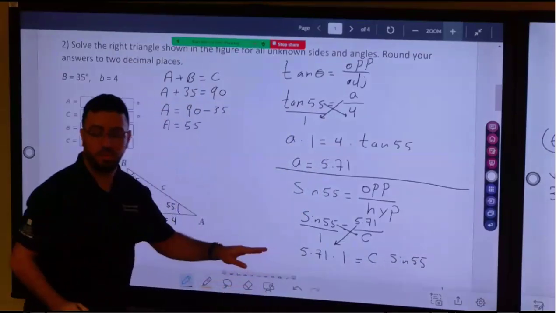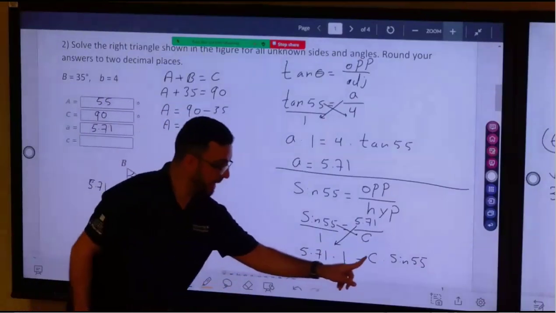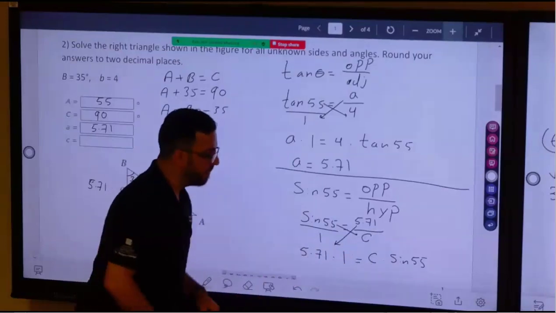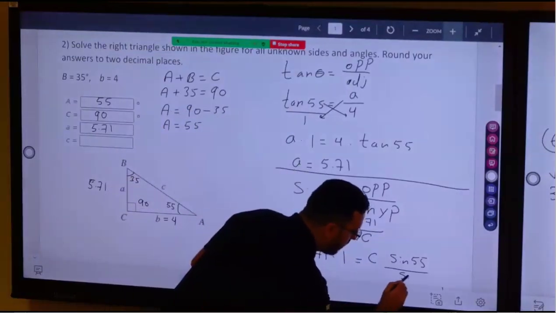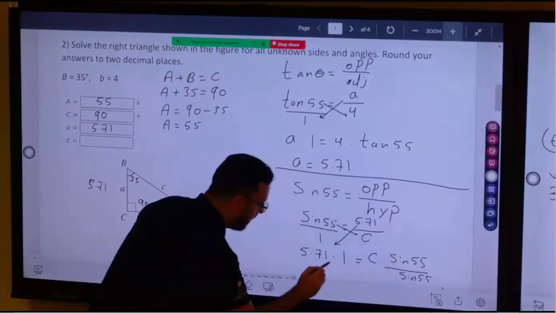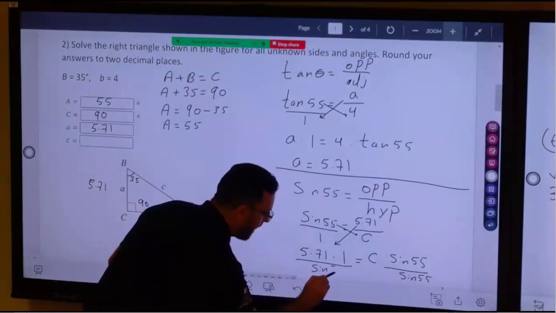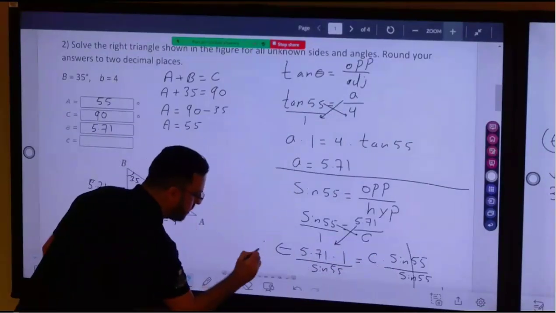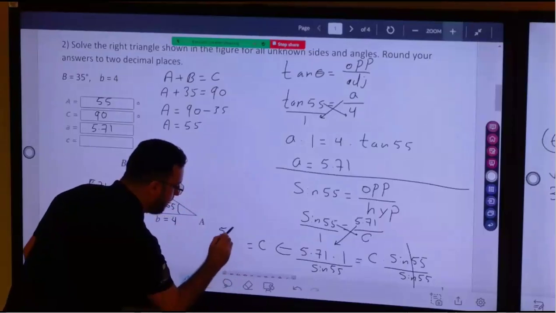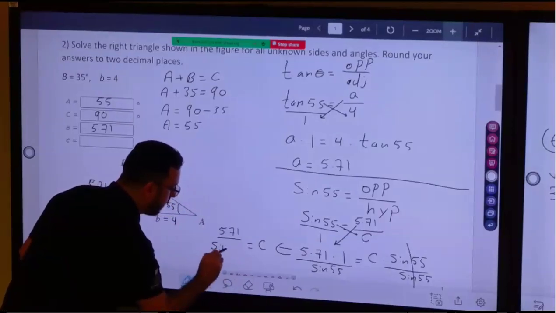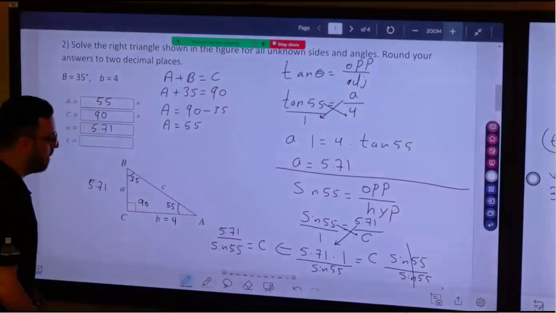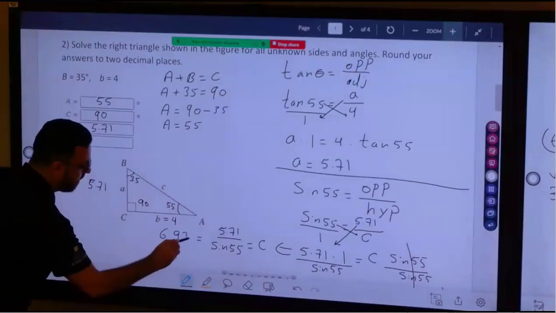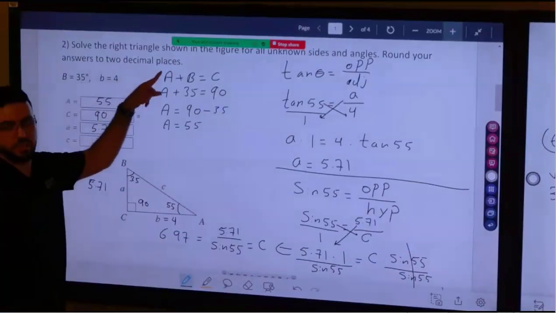Now next step. We didn't finish. I need to keep C by itself. What am I going to do? Divide both sides by sine 55. Divide this one by sine 55, and divide this one by sine 55. That cancels from this side. So C is going to be equal to 5.71 divided by sine 55. Tell me how much it's going to be. 6.97. They ask you for 2 decimal places.